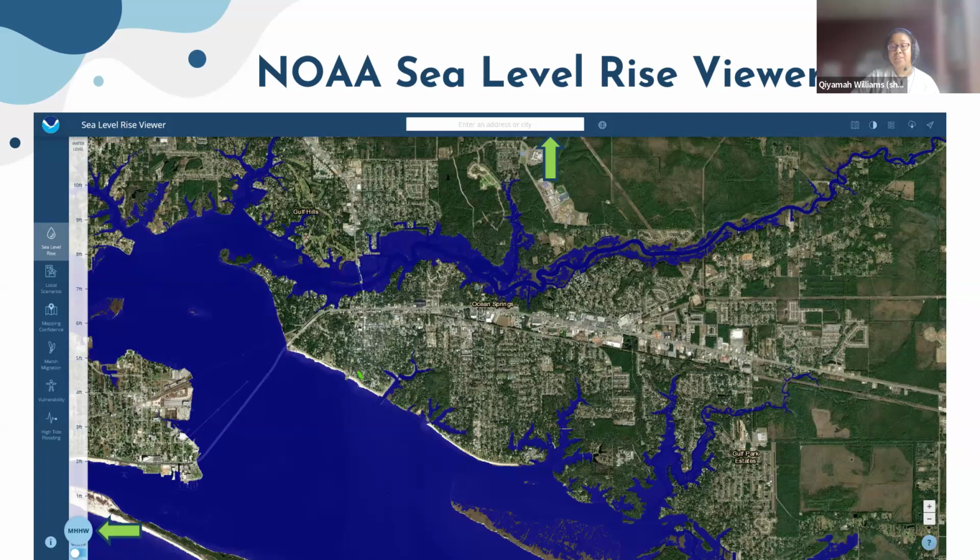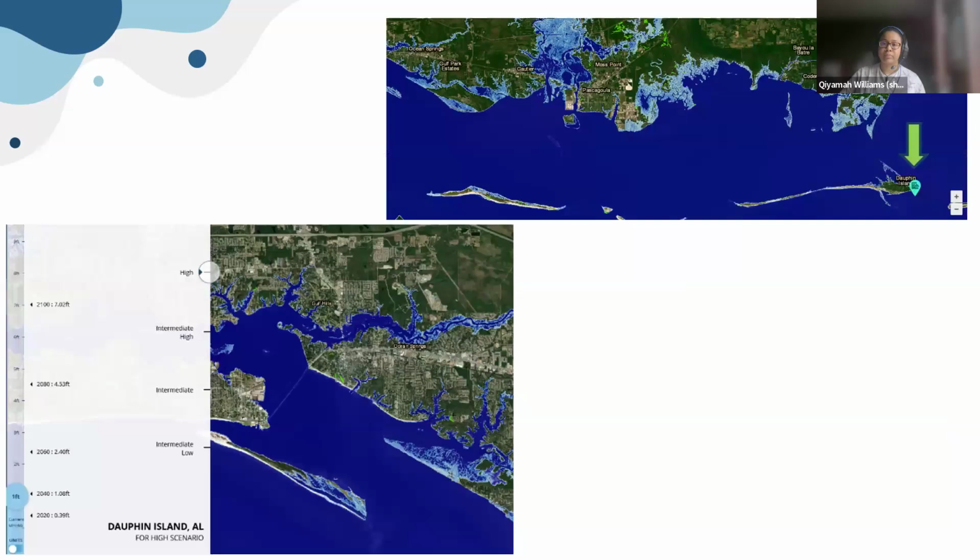The one thing to know about the slider bar is that it is currently in 1 foot increments, so there are no half measures. You have to go by 1 foot, starting at 1 foot up to 10 feet, and you can switch between centimeters and feet.